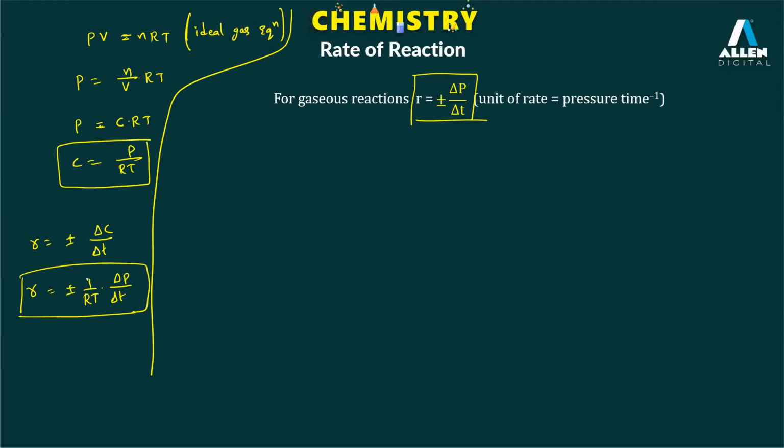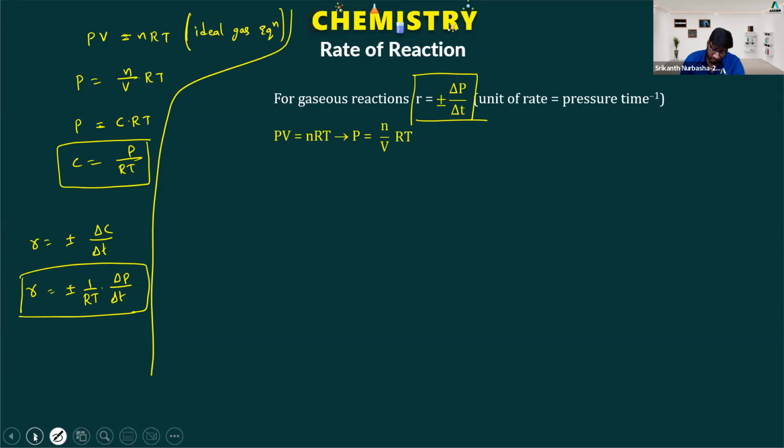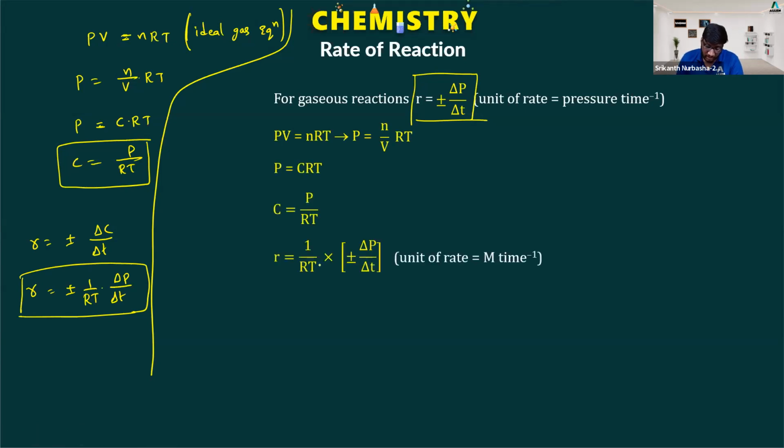Both are correct. Yes, very good. Both are correct. The units are different. Here the unit of rate is pressure time inverse, whereas here the unit of rate is mole time inverse, like molar time inverse. So we can write the same expression, R is equal to 1 by RT into plus or minus delta P by delta T. Unit of rates are going to be changed.